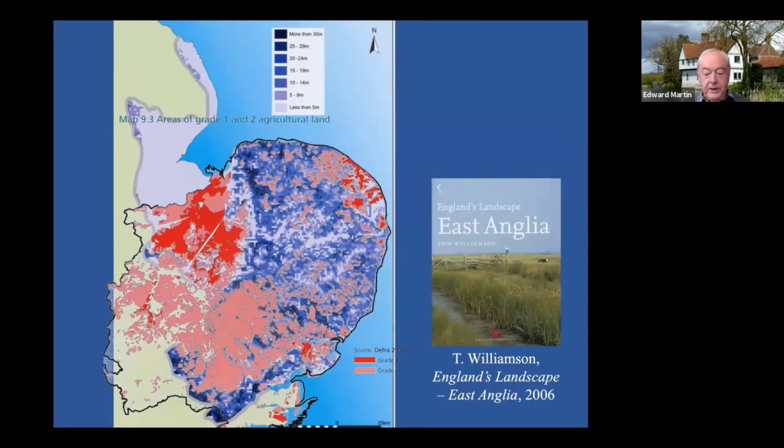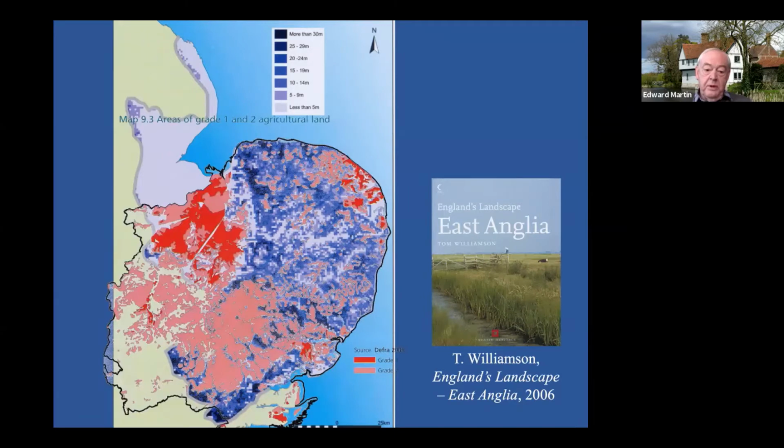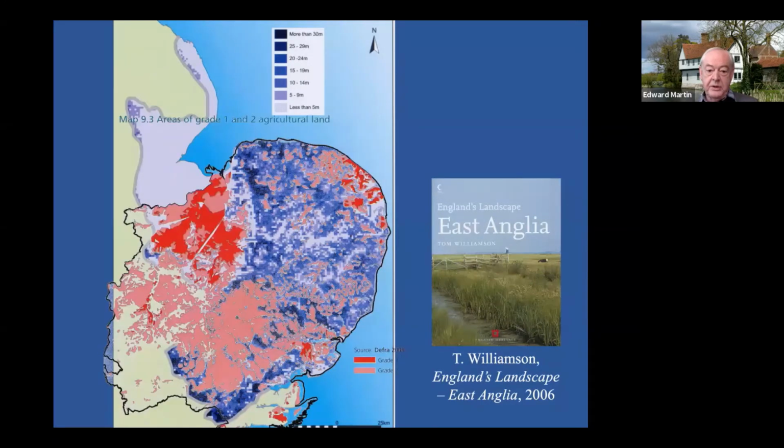So I'll just go back one. This is Tom Williamson's version of this map of varying heights. And you can see that it fits with this idea of the soil types. If I go backwards and forwards, you can see the darker colors at the bottom where you've got more slope, and therefore the soils are better. And it's something which we see across the whole of our eastern region.